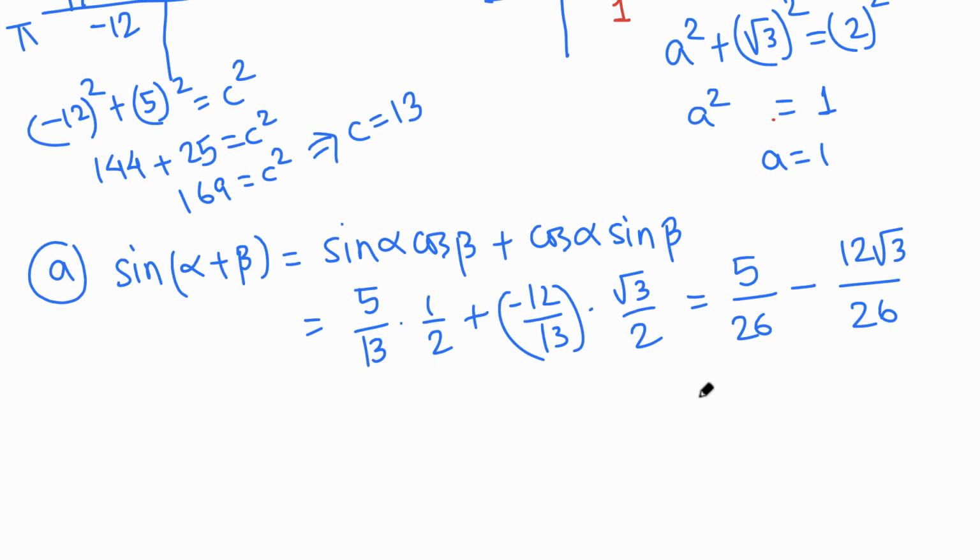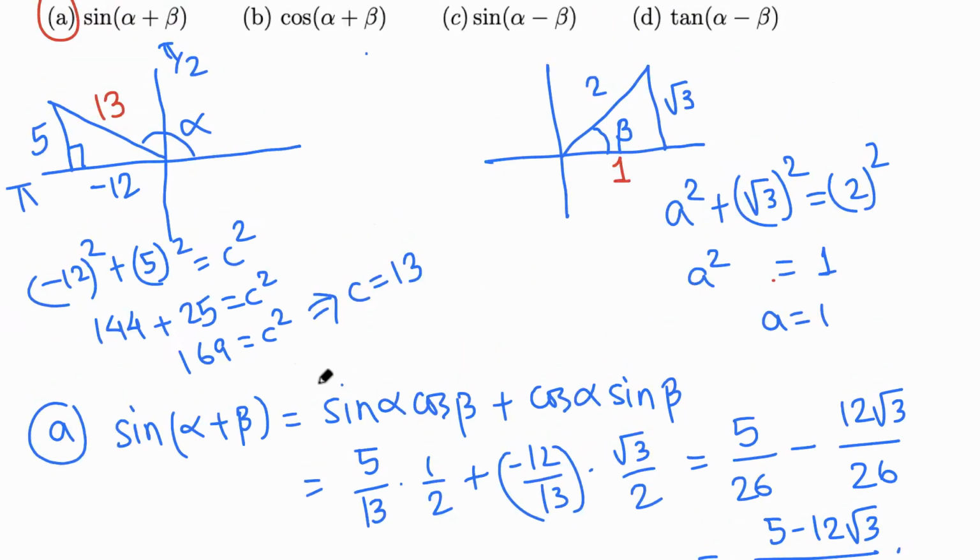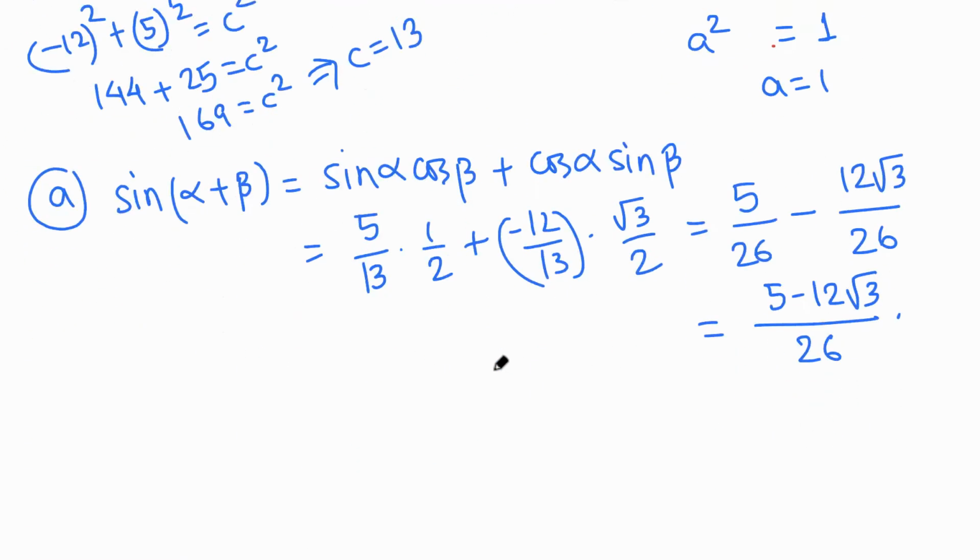Now when we combine these two fractions, we cannot do anything. 26 is the common denominator, 5 minus 12√3. These are unlike terms, so leave it here. This is it. Okay. In the same way, cosine alpha plus beta.